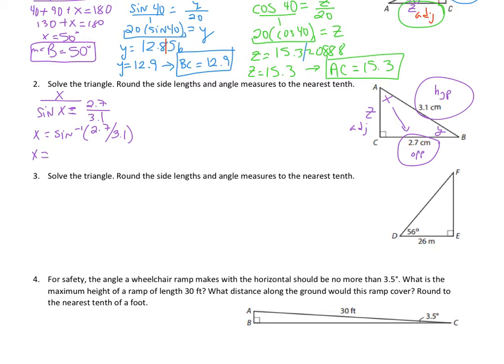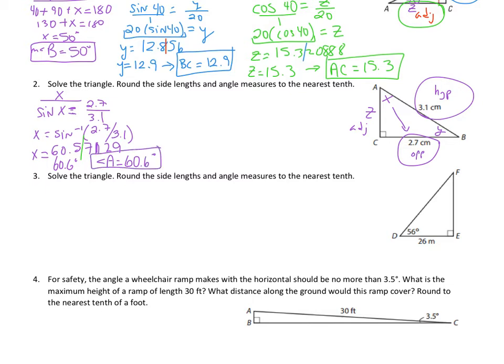And when we type that in the calculator, this gives me 60.57129. We've got to stop it after the 5, so that makes it a 60.6 degrees. So this is my angle A, is 60.6 degrees.